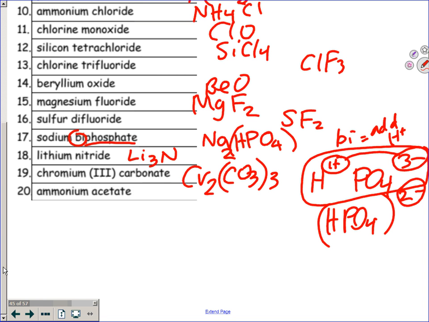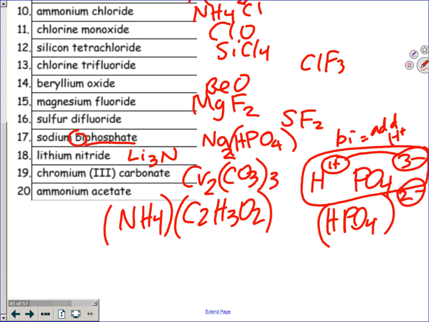Ammonium acetate, Anthony. NH4, C2H3O2. And I'm just going to put that in parentheses so it's very clear, like this is ammonium and this is acetate. Both have 1 charges, so we're good. Okay. All right. Thank you.